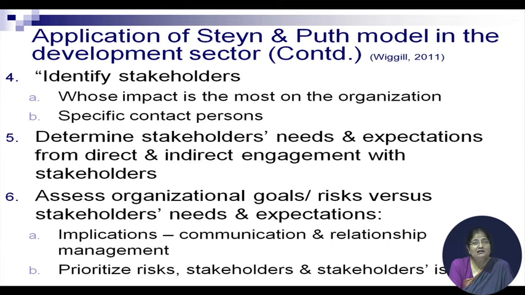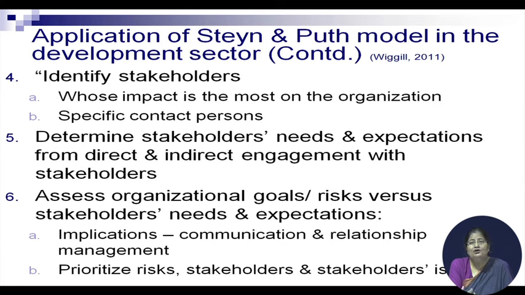Then we determine the needs and expectations of the stakeholders from direct and indirect engagement with the stakeholders. So we go and talk to them, and we also observe them, and we become a part of the community and we observe what is going on. Okay, and then once we have identified their needs and expectations, then we assess the organizational goals and risks versus stakeholders' needs and expectations. What can we do? What should we do? How much of a risk will it be for the community, for the people who are trying to go in and do something, and the implications for communication and relationship management.